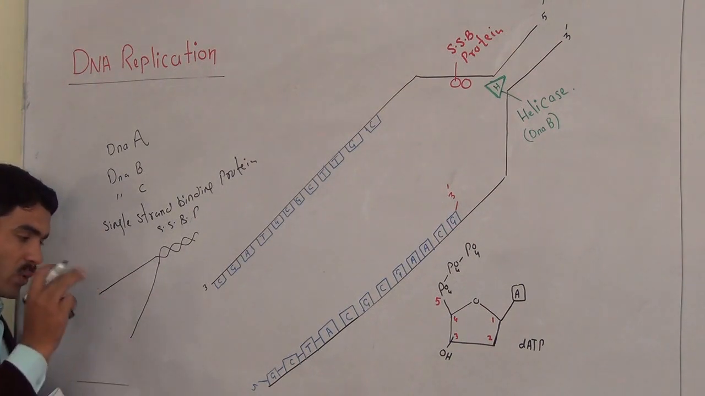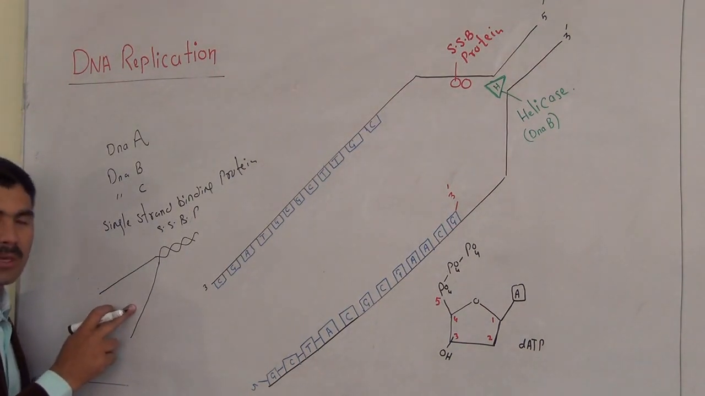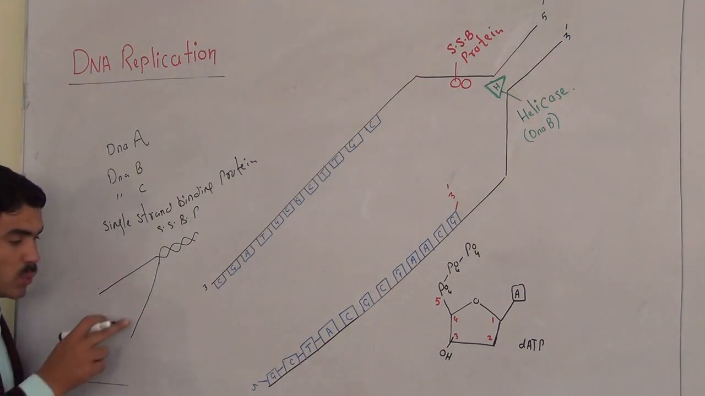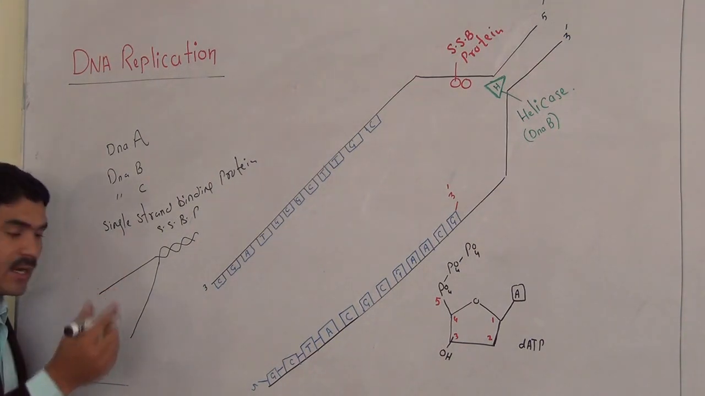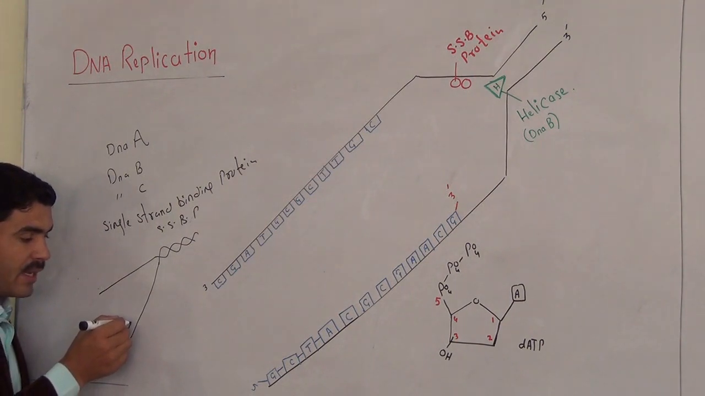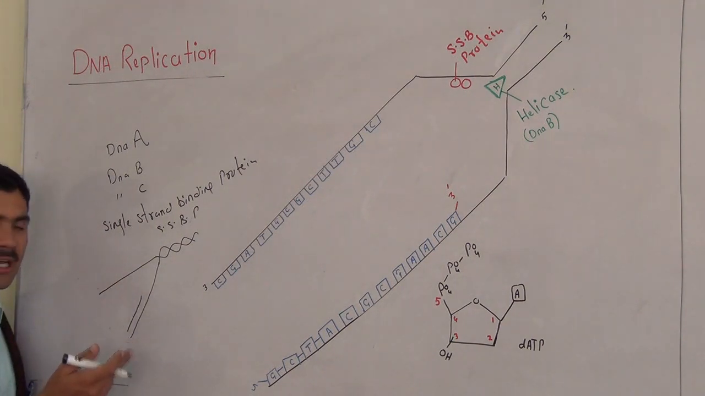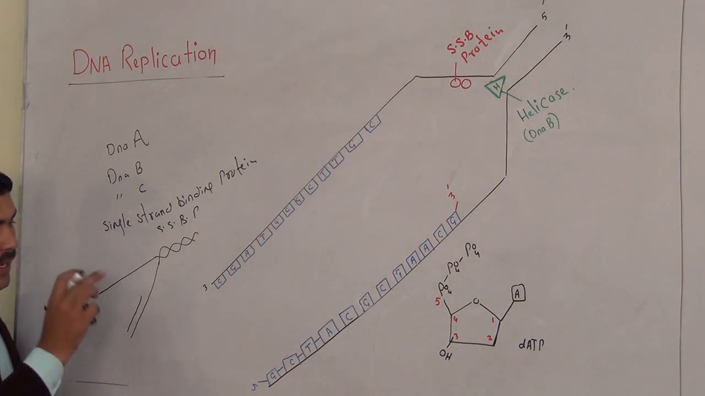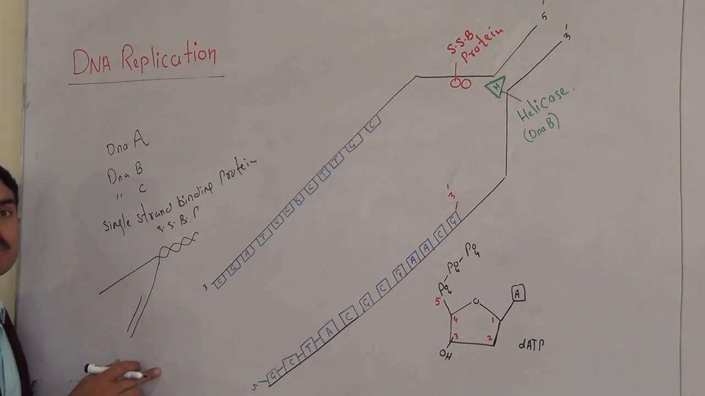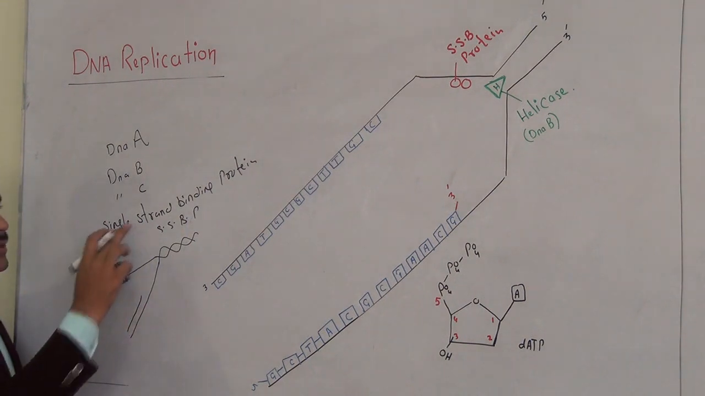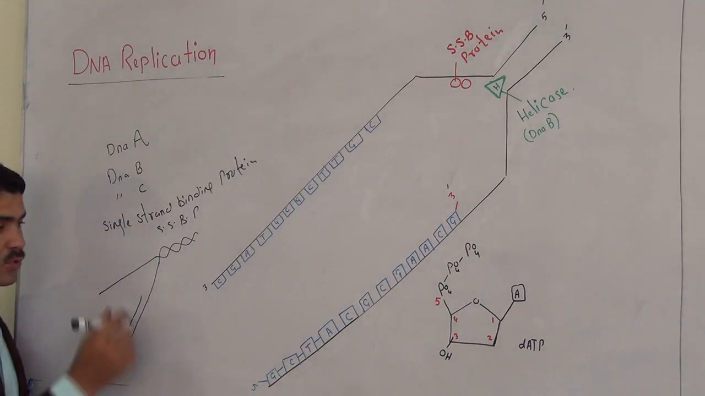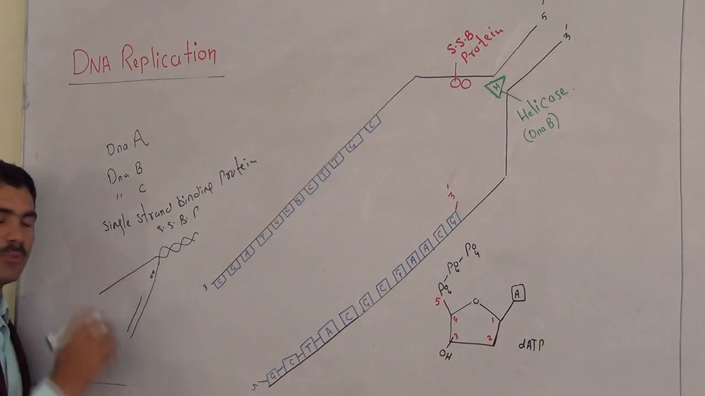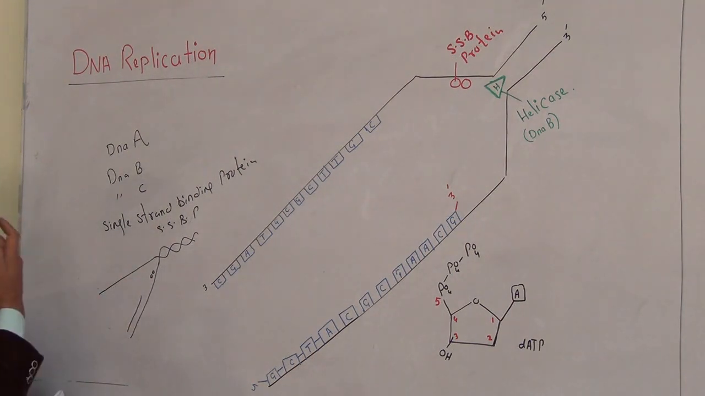We will not let these two strands combine together, because we are going to use each strand as a template, and we are going to make a new strand in front of each strand. Therefore, these two must be separated. And who will prevent these two strands from joining together? That is the single strand binding protein. So SSB protein will bind here and it will prevent the rejoining.